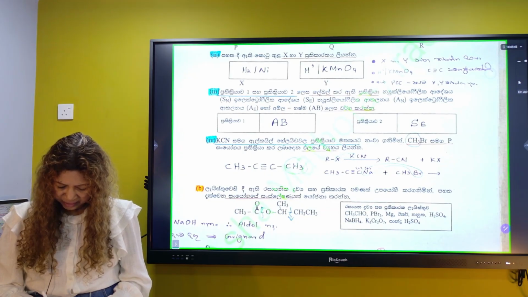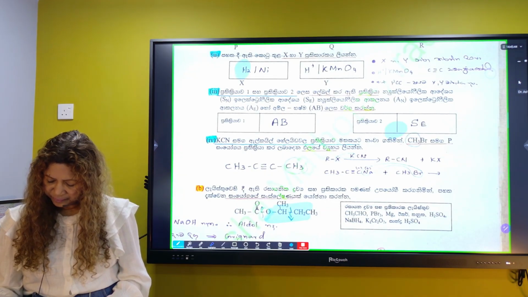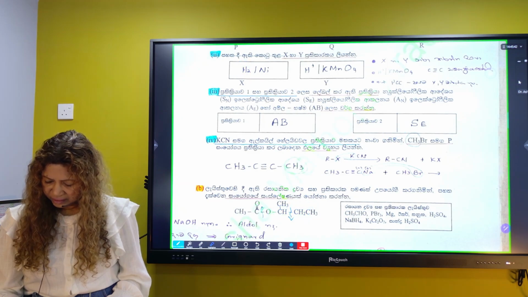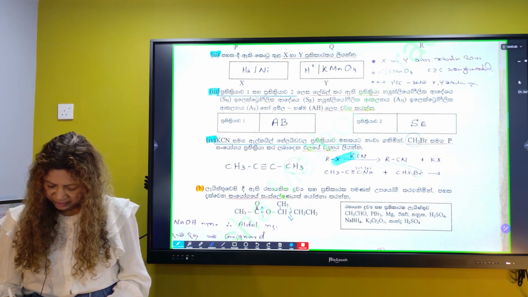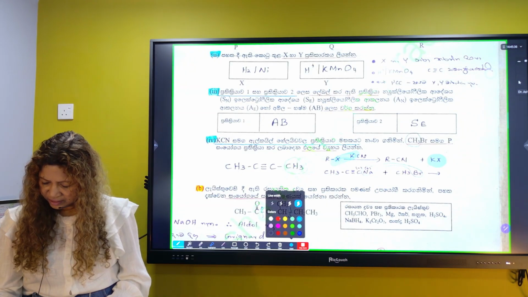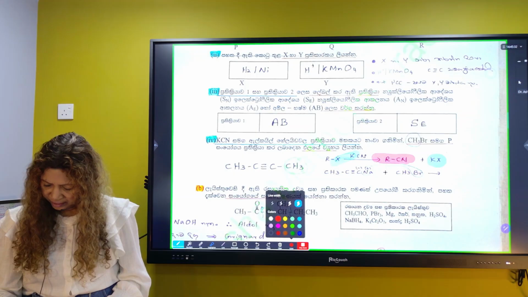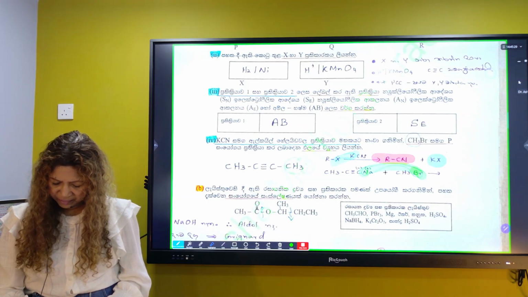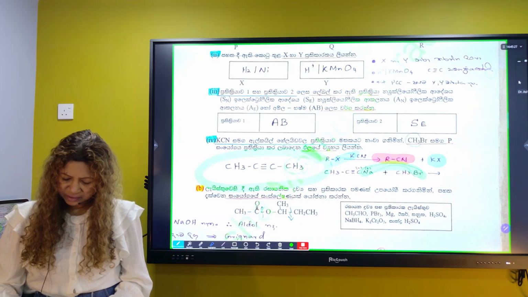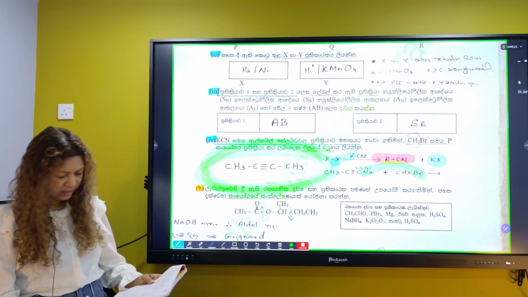CH3Br, they make this one. With KCN removing the halide, they are making this RCN here, the same way. With NaBr removed, they are making this compound, CH3, C triple bond C, CH3.